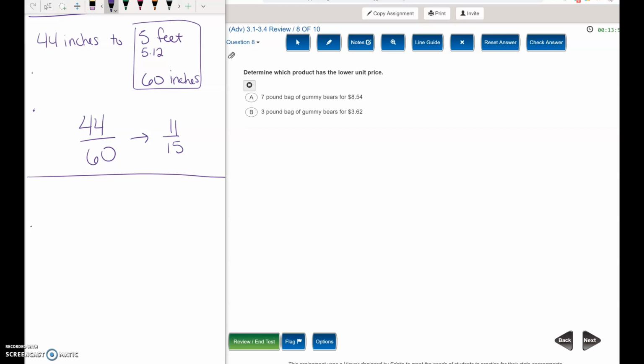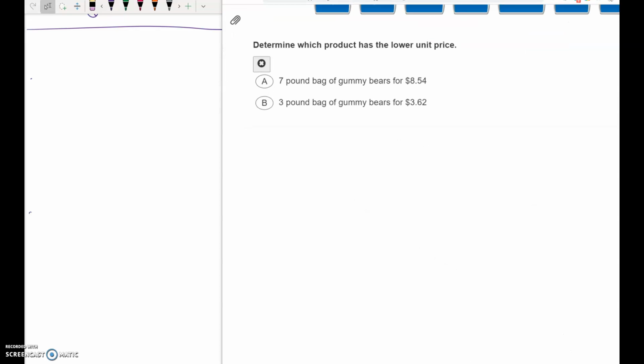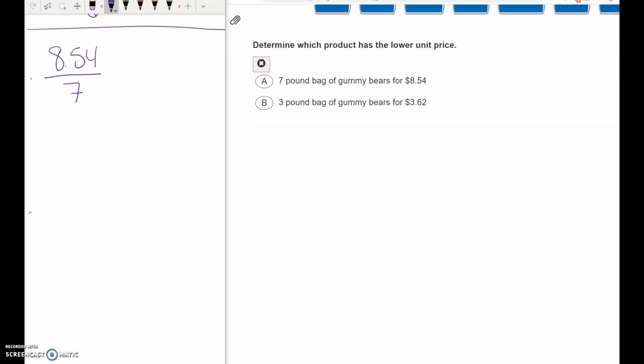Oops. All right. Determine which product has the lower unit price. You always put price on top. So $8.54 divided by 7. When I do that in my calculator, I get, why can't I find this one on the review? Can we cross multiply it? No. Oh, sure. So 854 divided by 7 is $1.22.